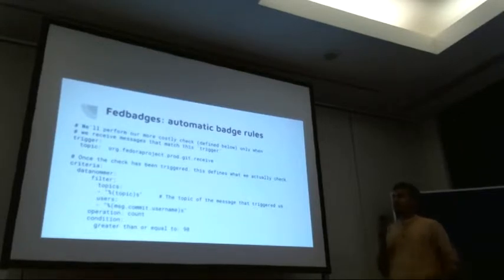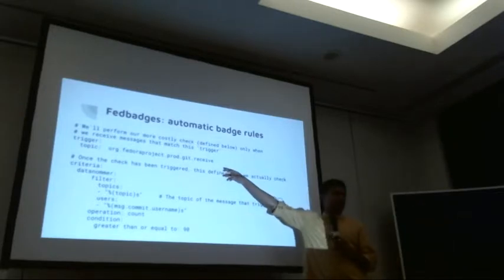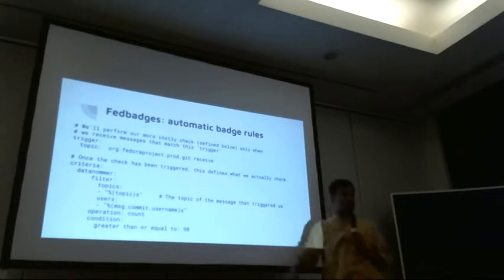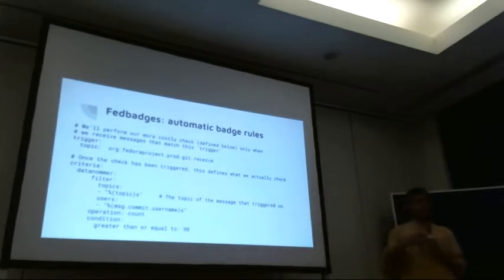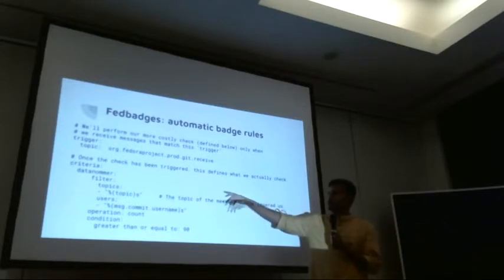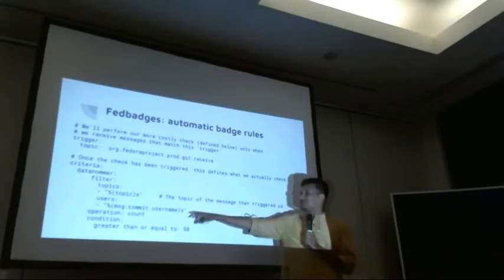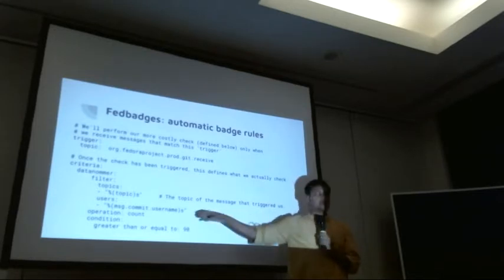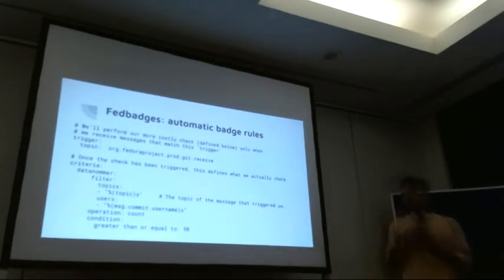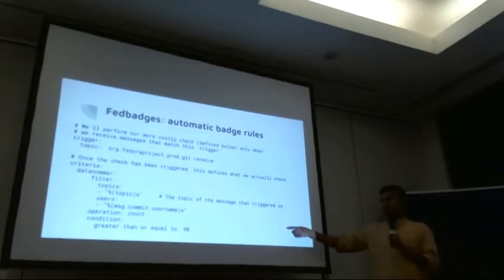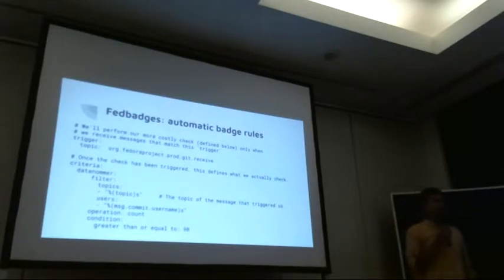So you have the topic. For any Fedmsg which has this particular topic, this rules file will pick up that message, and then you have the criteria on how to filter those messages from Datanommer. So you filter the topic, and then from the message it pulls the message.commit.username, which is the person who actually gets that particular badge. Then you can do various operations based on that, like suppose you need a badge where the commits are greater than 90, so you can put all those conditions in the YAML file.